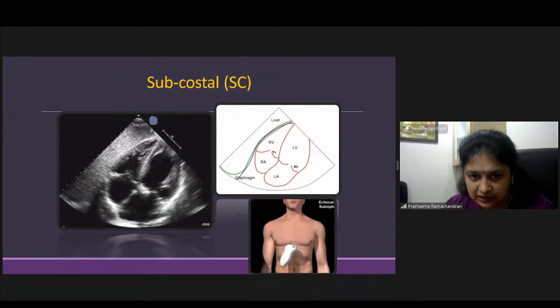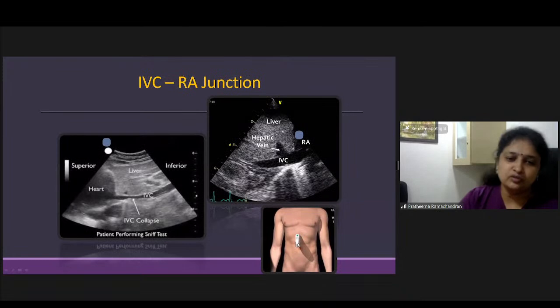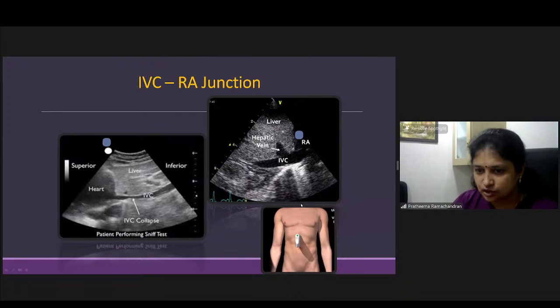So this is a very, very famous thing we do in our ICU bedside. We just put the probe in the subcostal region with the probe marker towards the head, towards the chin. So there we can see that there is an inferior vena cava, the liver. We can also see the hepatic vein, inferior vena cava, right atrium. If we see the blood vessel connected to the right atrium, then it is inferior vena cava.